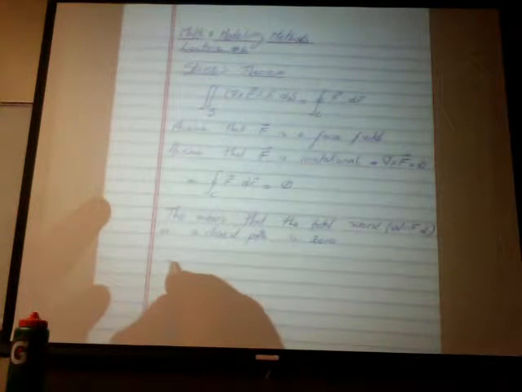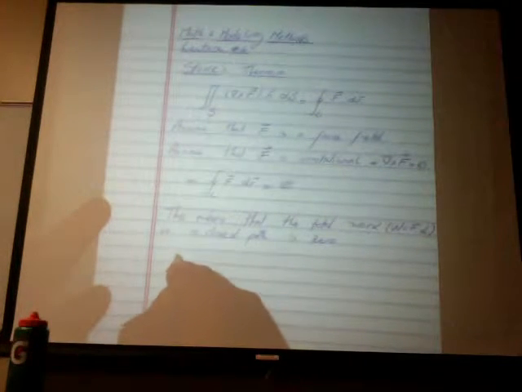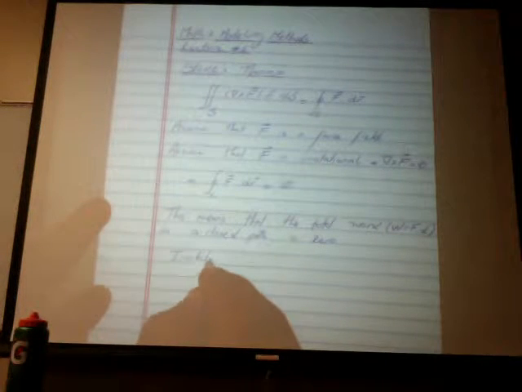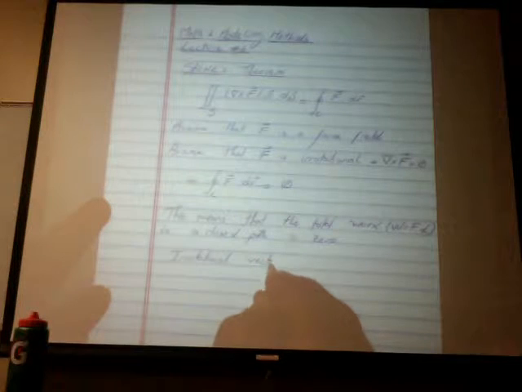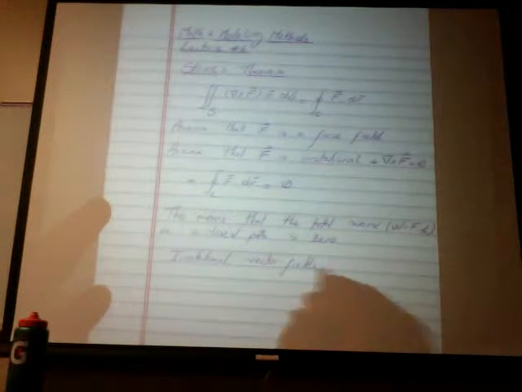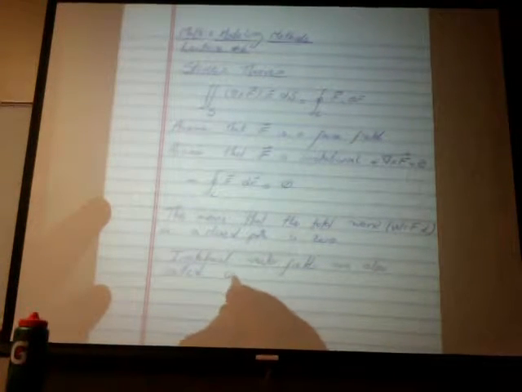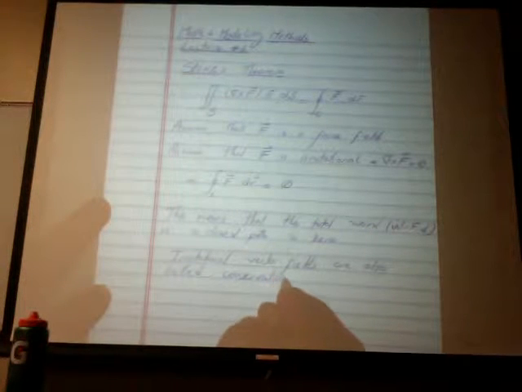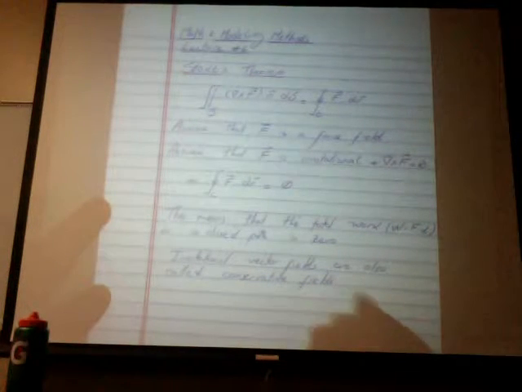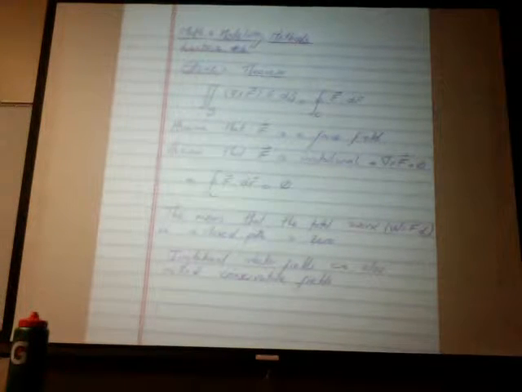And that's why irrotational vector fields are also called conservative fields. And that's for that reason. Because energy is conserved. There's no work being done to go from point A back to point A on whatever closed path.